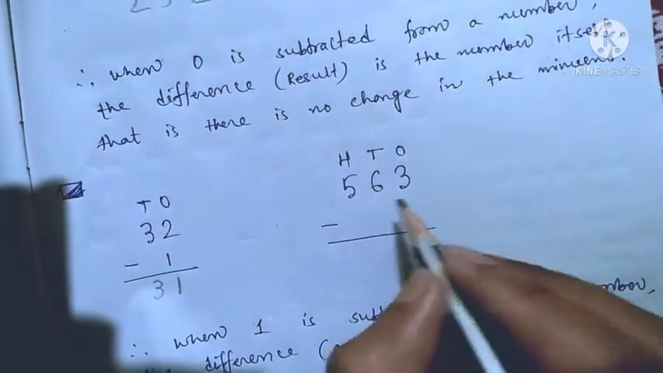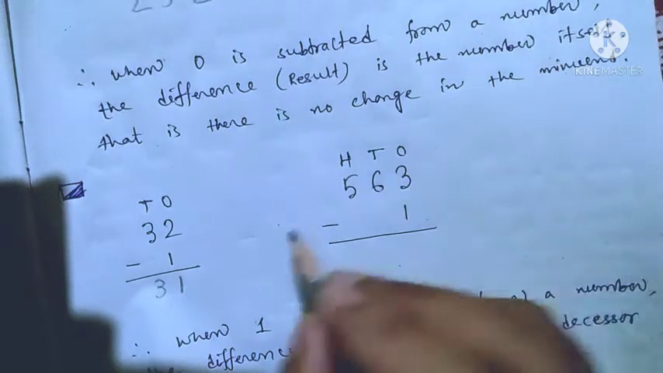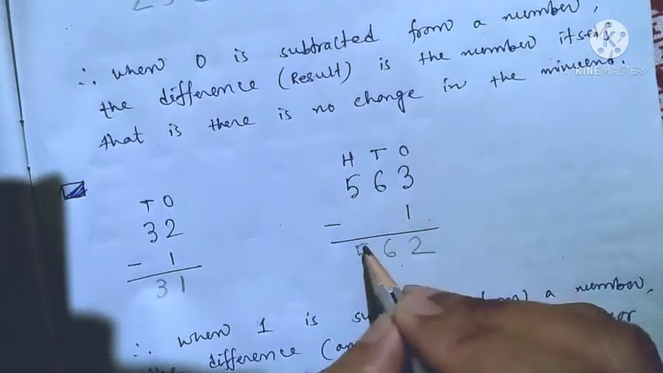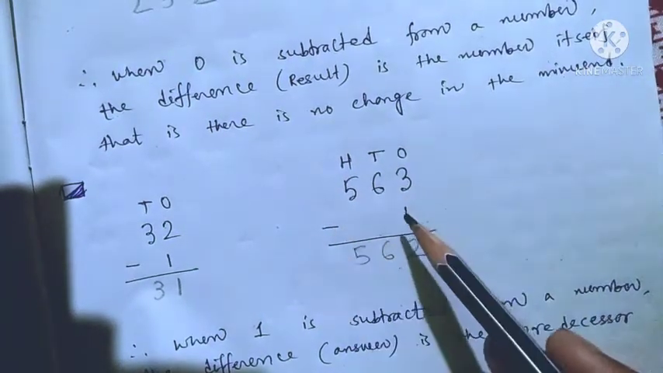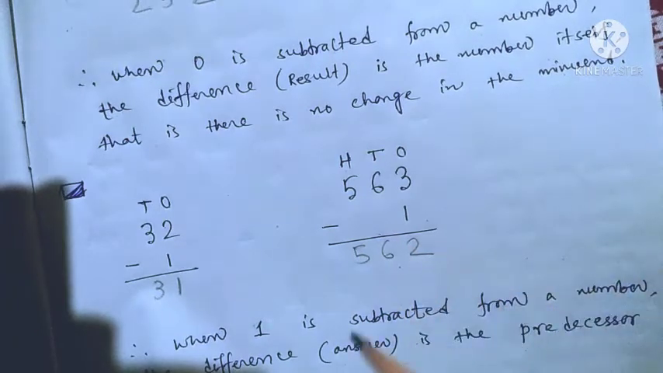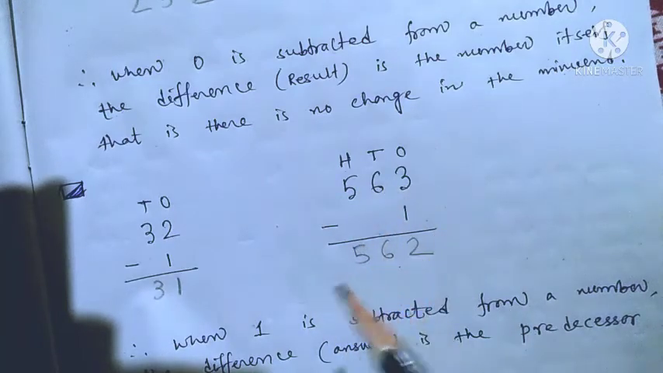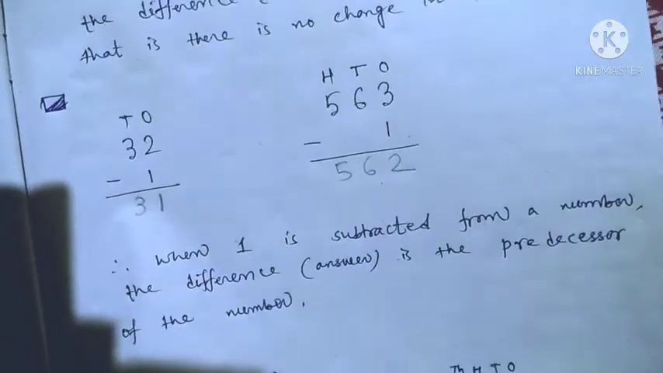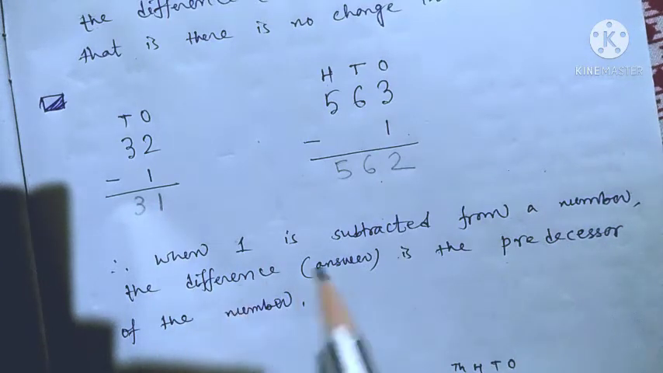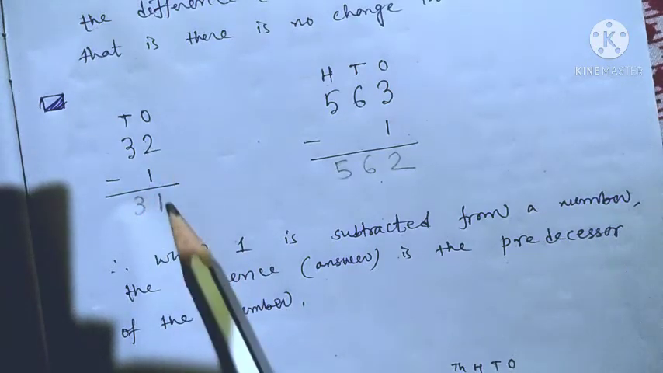Now we take another example, 563 minus 1. So we subtract the 1's place first. 3 minus 1 equal to 2, and there will be 6, there will be 5, because there is no number. So 563 minus 1 means 562. This is also the predecessor of 563. So by these two subtractions, we can say when 1 is subtracted from any number, the difference is the predecessor of the number, because 32 minus 1 means 31, the predecessor of 32.